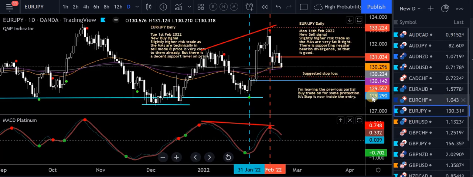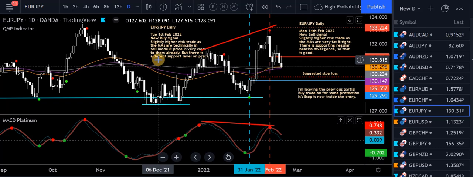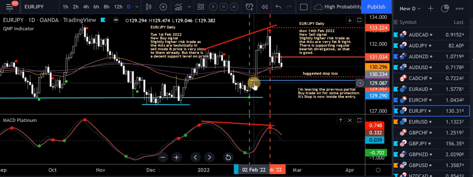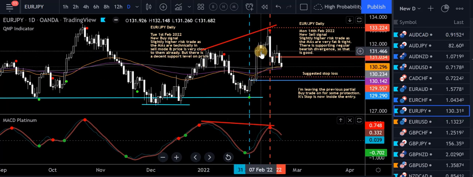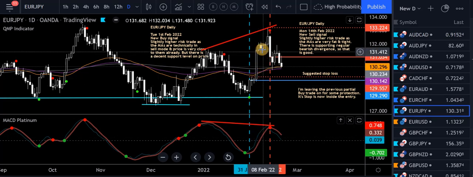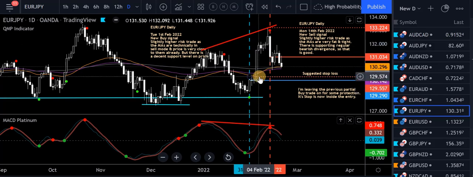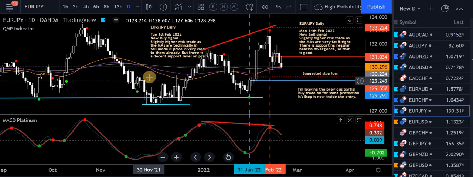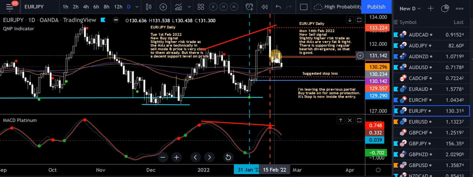Euro Yen, again, we're in two trades. We're in a buy from the 1st of Feb back here. Banged up nicely. We're closing half somewhere in here after we had this beautiful bullish candle here, and it's gone through the MACD platinum in the next couple of candles, close half, drag the stop right up. We're good. It's another flat market like a lot of the yen pairs at the moment.